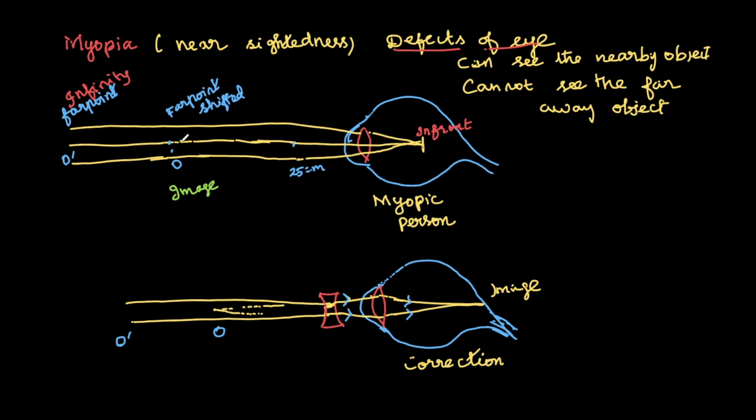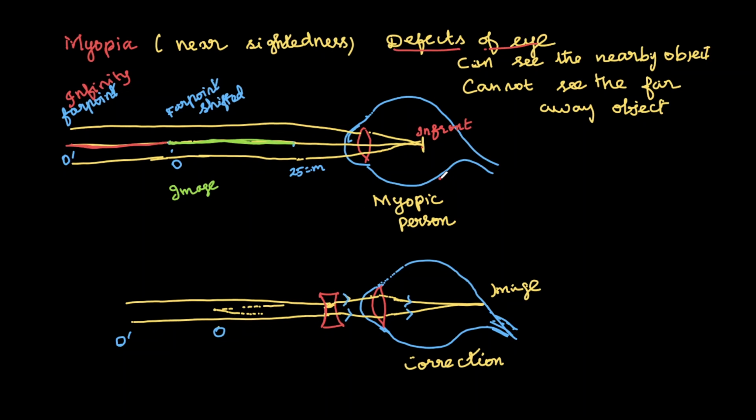So only the objects within this limit, this green colored part, can be seen by the myopic person. This side they cannot see, so I am marking it as red. If the object is in this red area, the person is not able to see the object. So how can we correct this?